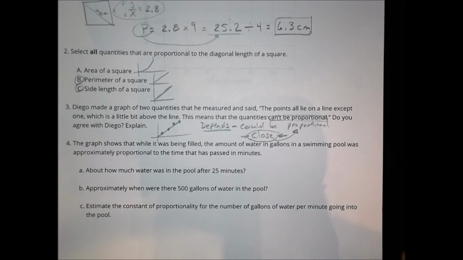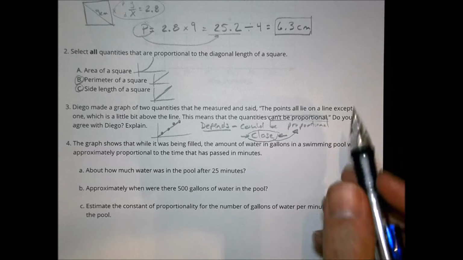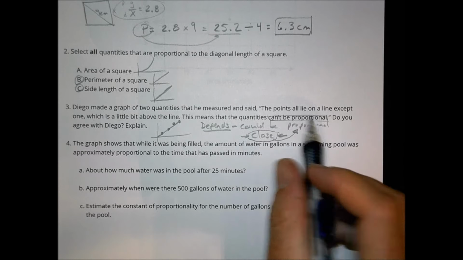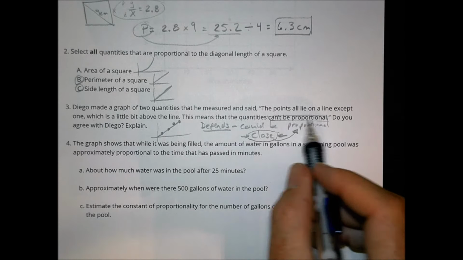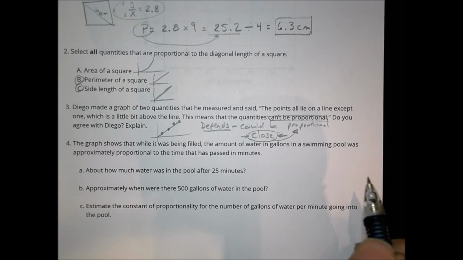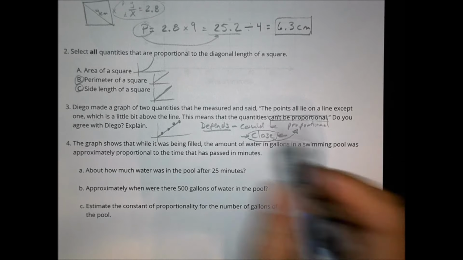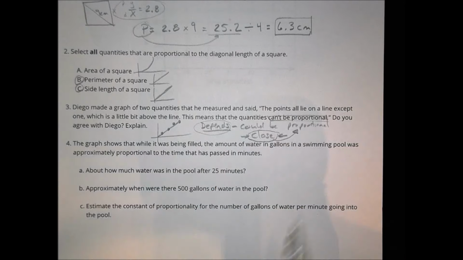So he could say it's not proportional if he's looking for it to be exact, but in this case, talking about proportionality, if it's close, we're going to say it's proportional. Okay? So I would probably disagree with him, but it depends on what you want to say. Up to you. But you have to explain what you think.